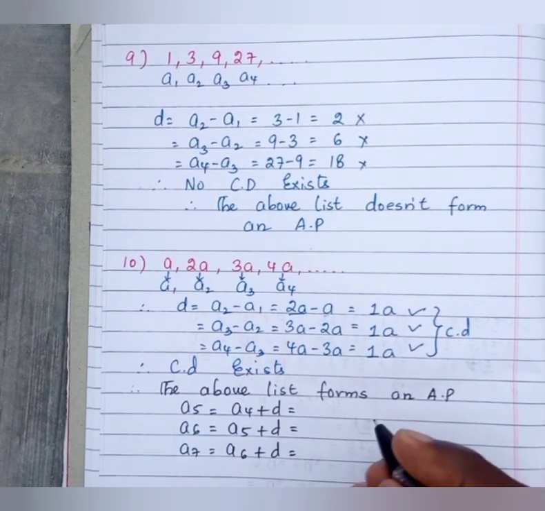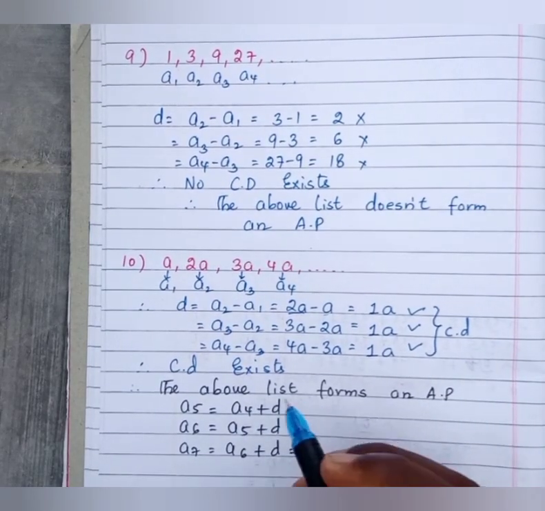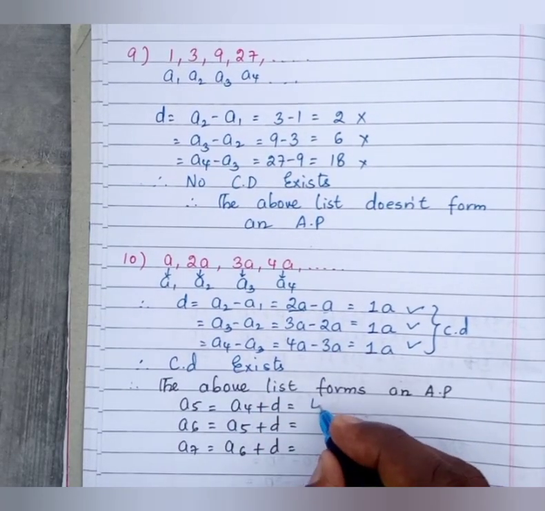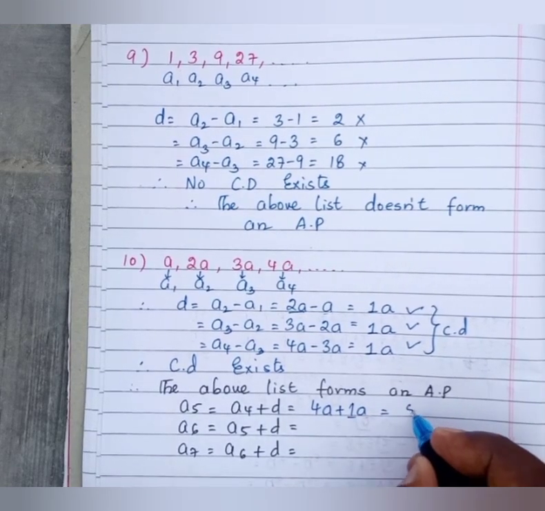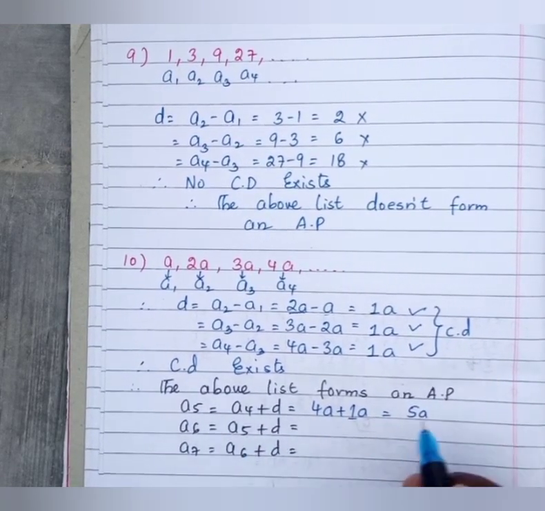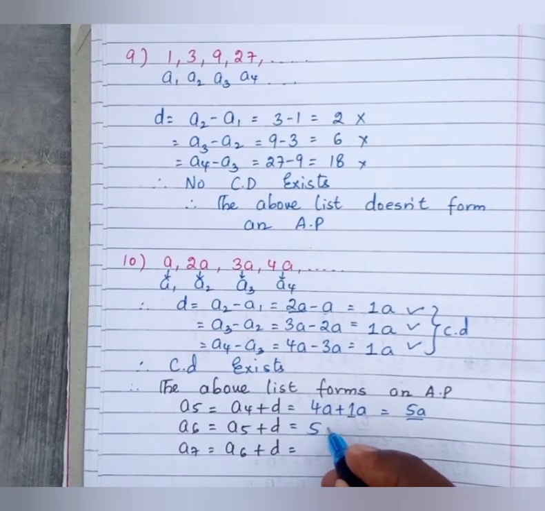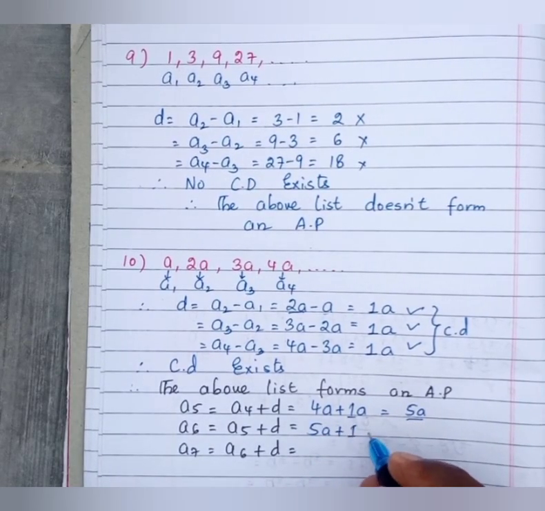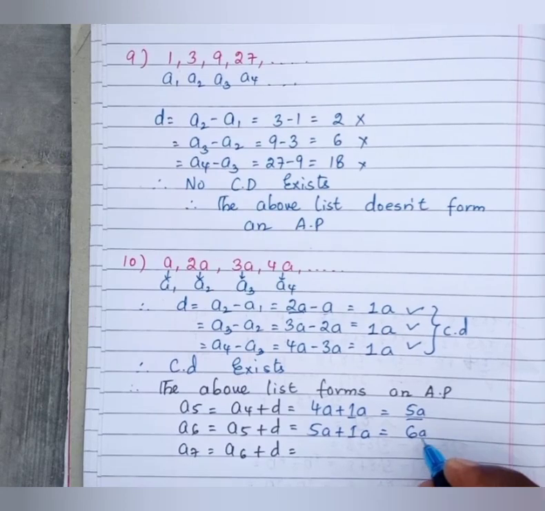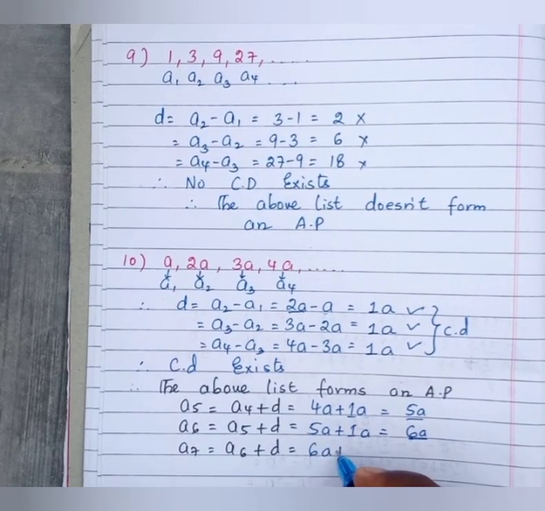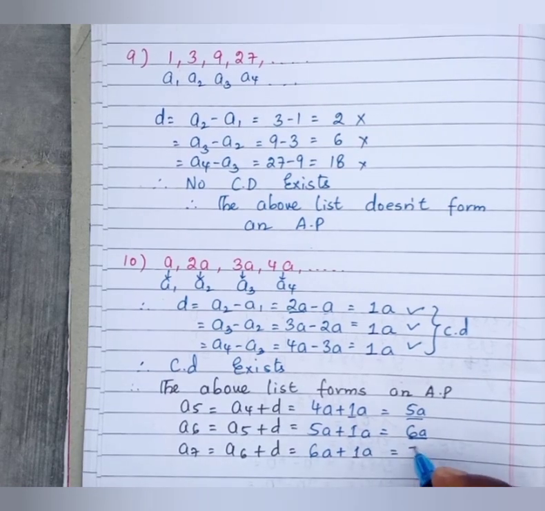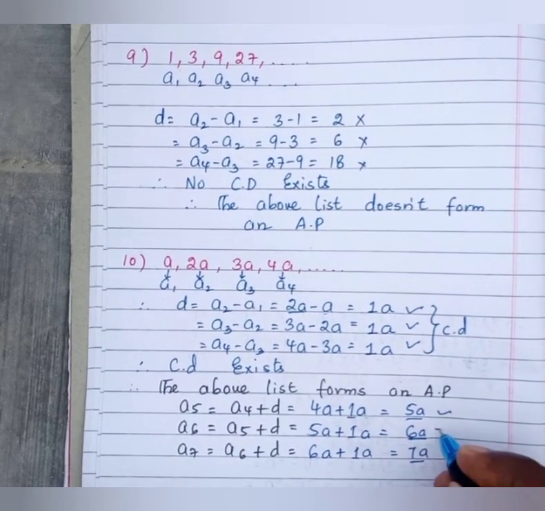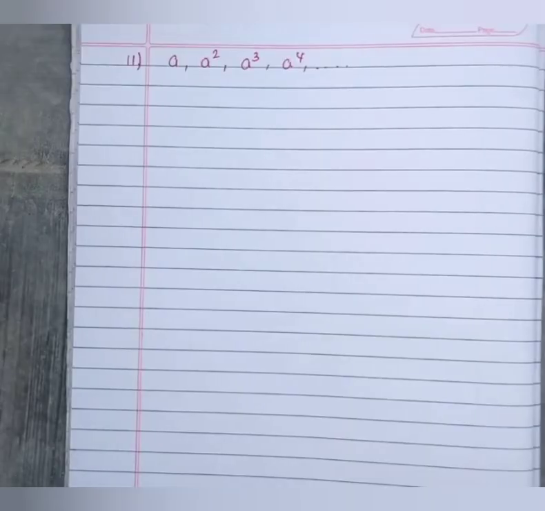Now what is A4? A4 is 4A, plus what is D? D is 1A. 4A plus 1A is 5A. What is A6? A5, that is 5A, plus D which is 1A, will get you 6A. What is A7? 6A plus 1A, that is 7A. The next 3 terms are 5A, 6A and 7A.